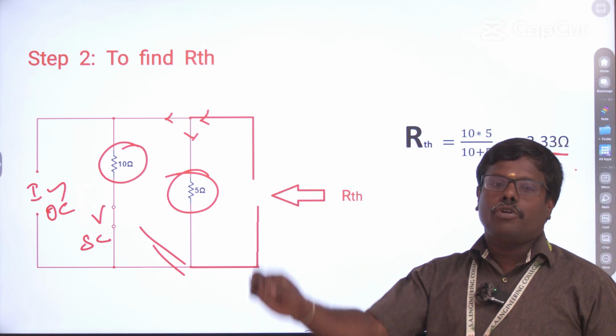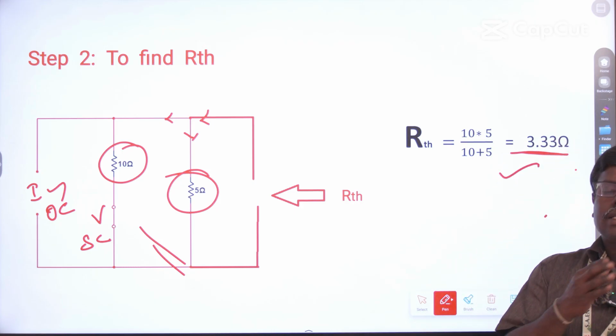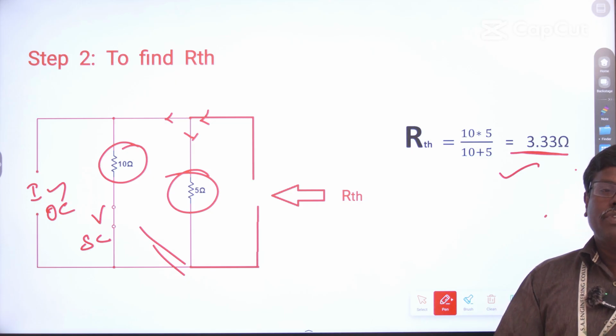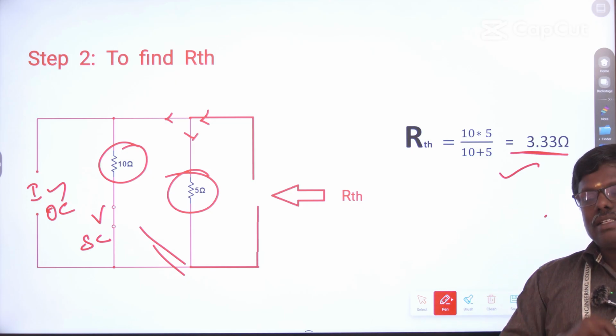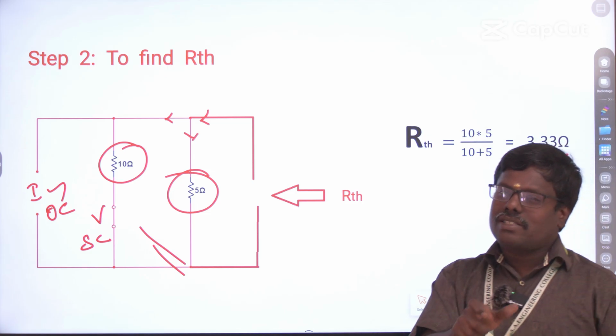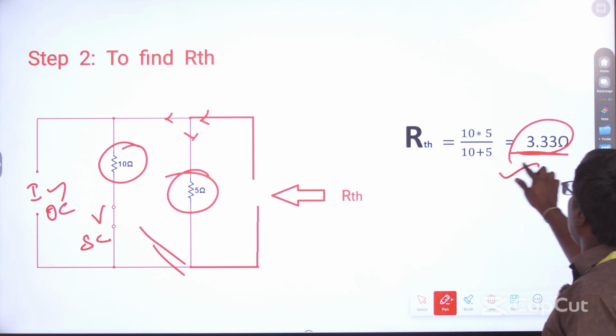Another simple technique I am going to say: if you are putting two resistances in parallel, that is 10 and 5, the answer should be less than 5. The equivalent resistance should be less than the least resistance. These are the shortcut techniques you have to remember while solving the problems. So I have got 3.3 ohms.